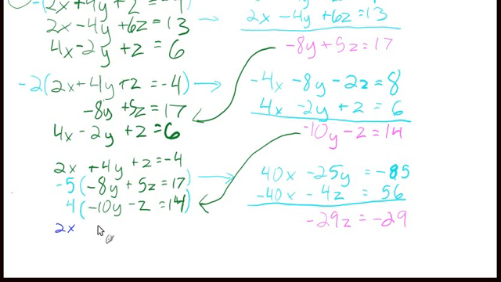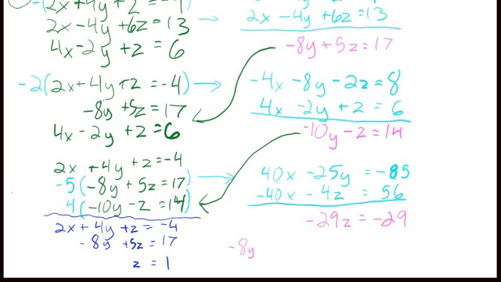So our first equation is the same, 2x plus 4y plus z equals negative 4. Our second equation is this thing here, negative 8y plus 5z equals 17. And this guy here, z, is equal to 1. Right? I kind of fudged it a little bit. I did a little math in my head there. Divided by negative 29 on both sides, and we get z equals 1.